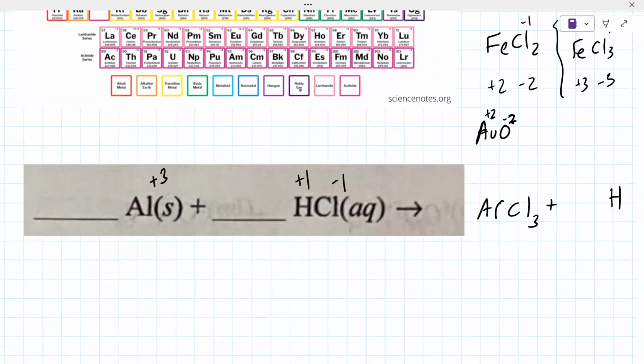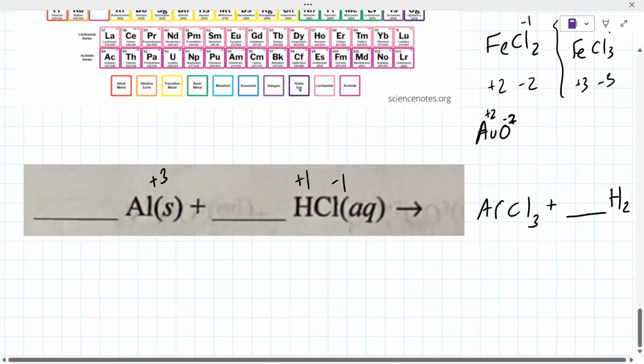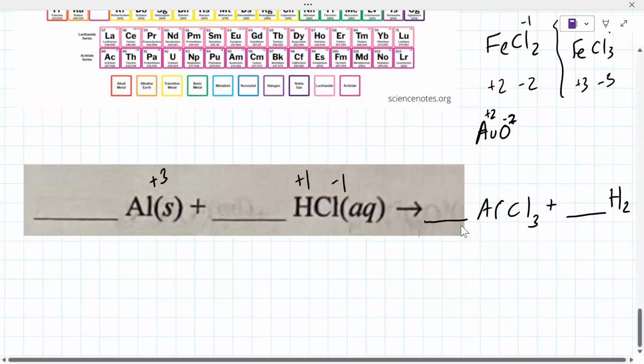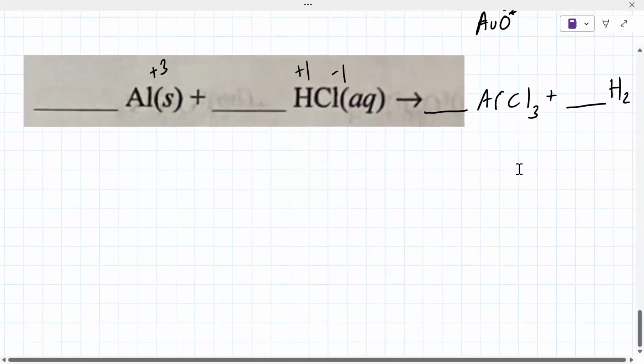Plus, now H doesn't appear on its own, it's H2. I don't know how you know that either. That's just a known thing in chemistry, I guess. These are good questions to ask your instructor. Like, how am I supposed to know this? If this were a math class, I could tell you why, but in chemistry I don't know why. I just know how to do it.